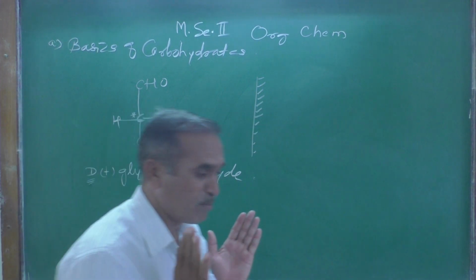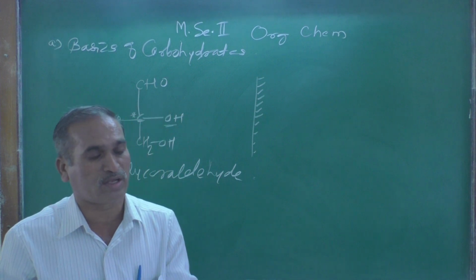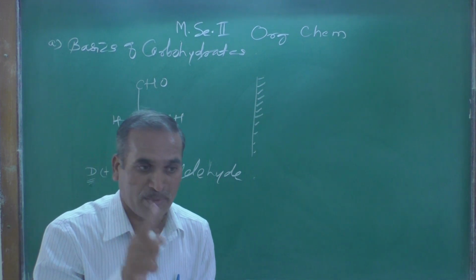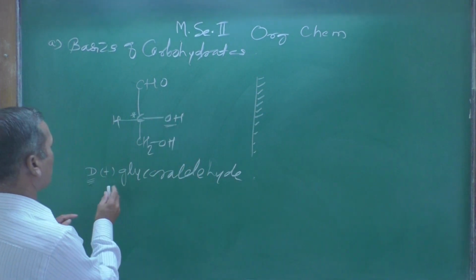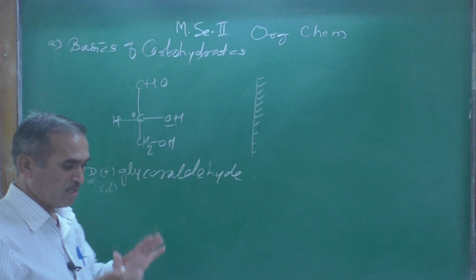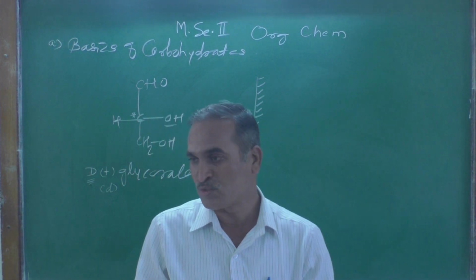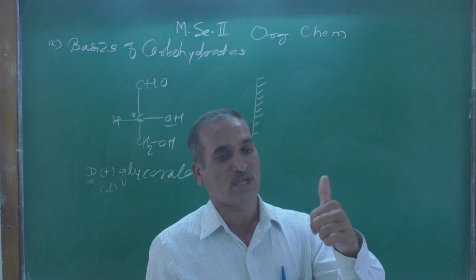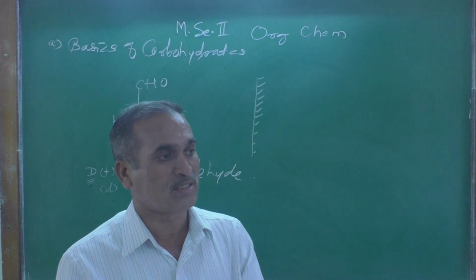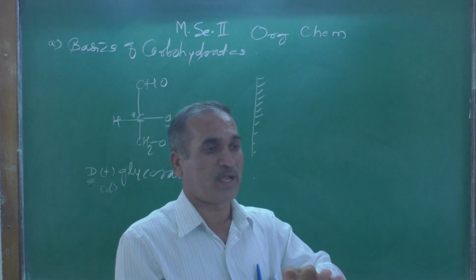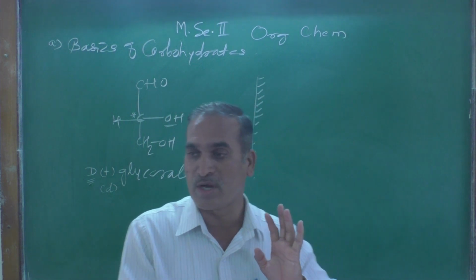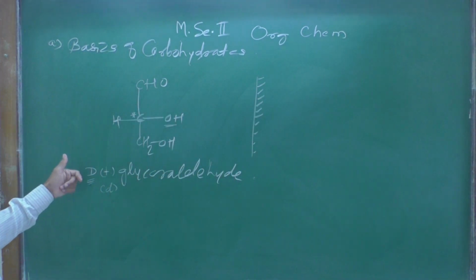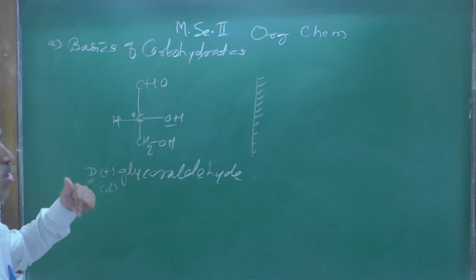So don't get confused over here. Plus, or sometimes it is referred to as small d. Small d and small l, they are the experimental quantities. They do not depend upon the relative configuration. Here the D may have plus or minus.